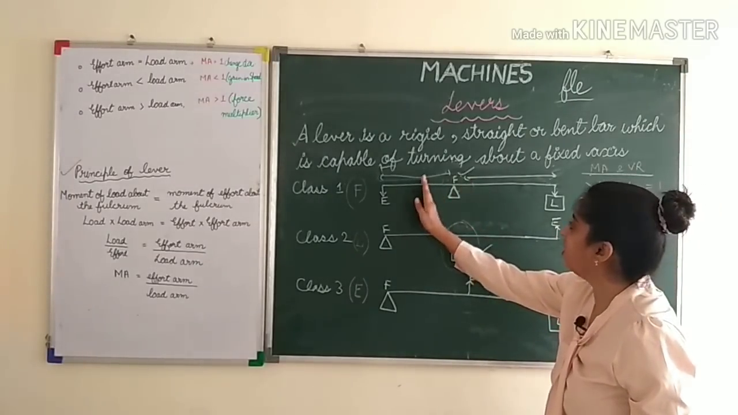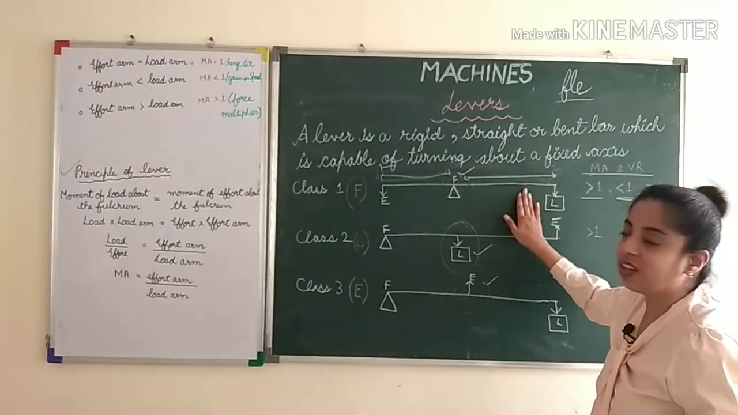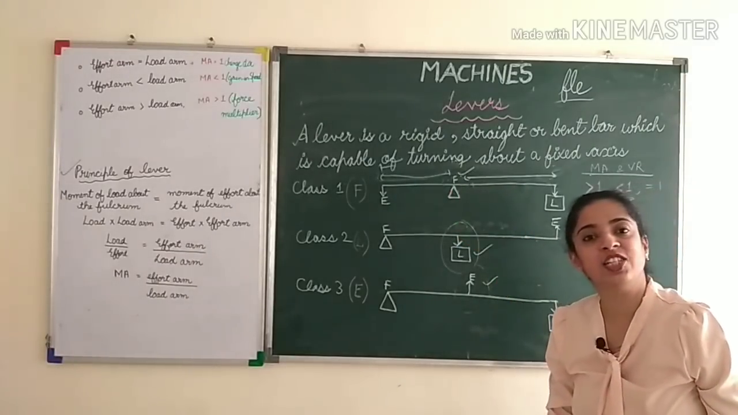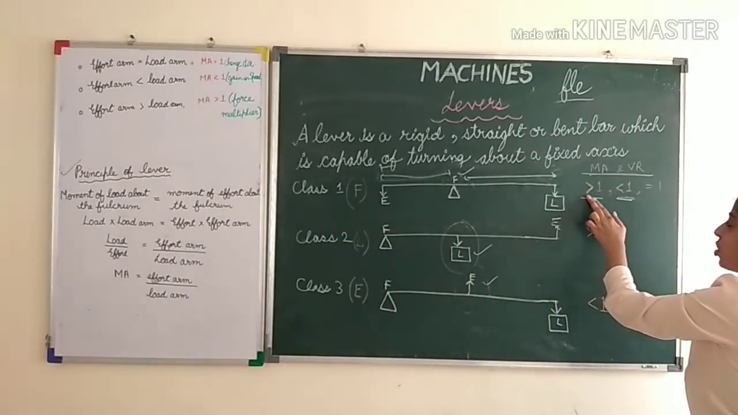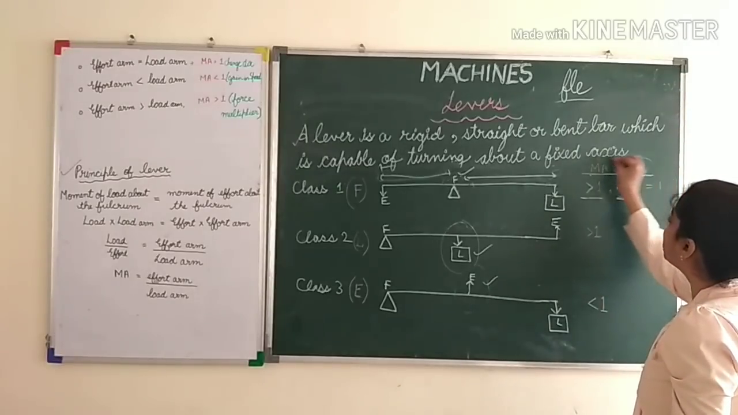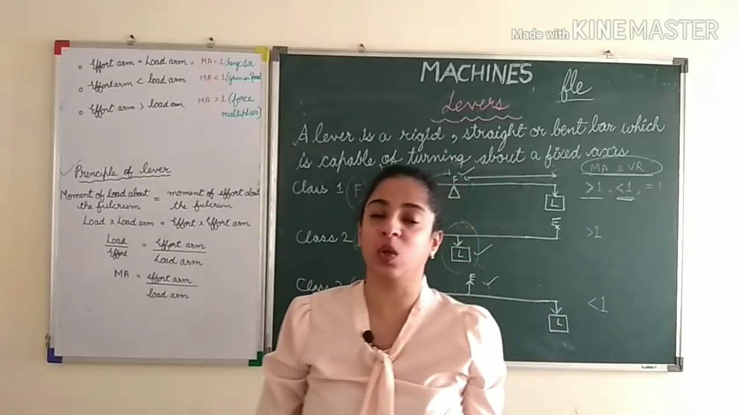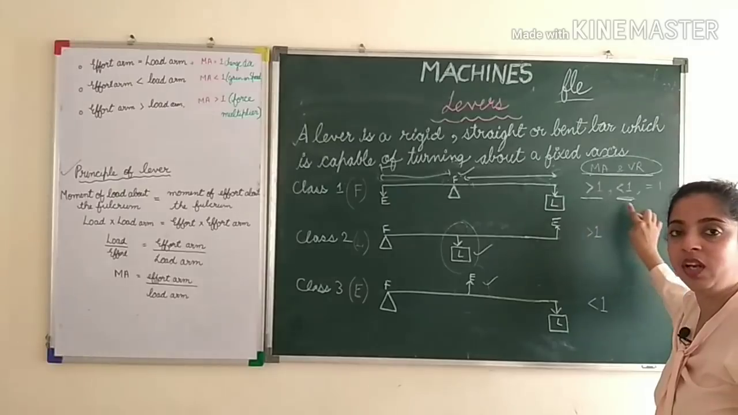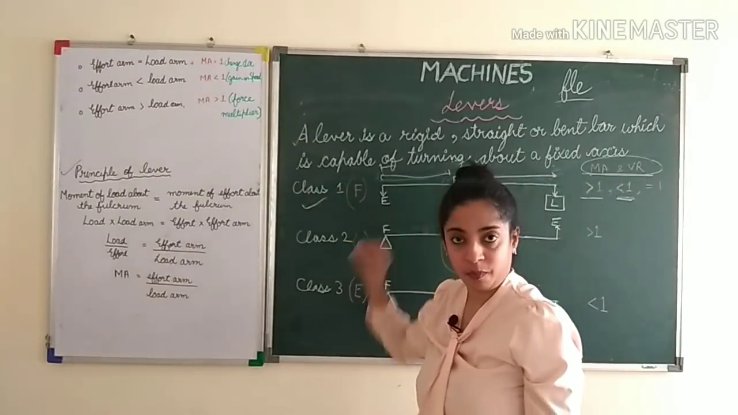When it is slightly shifted here, then the load arm becomes bigger, so mechanical advantage can be less than 1, and if it is shifted here, mechanical advantage can be more than 1. So in a class 1 lever, mechanical advantage can be more than 1, less than 1 or equal to 1. And since in an ideal machine we have already studied that mechanical advantage is equal to velocity ratio, velocity ratio also can be more than 1, less than 1 and equal to 1 in case of a class 1 lever.